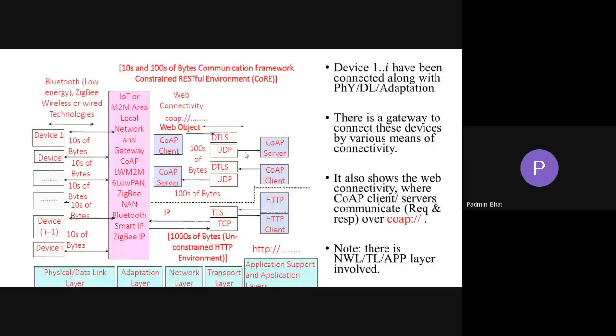Now here comes the web connectivity. Now see here, DTLS is for the security of the data. Now, when it reaches this CoAP, this is also like a gateway only. One second.